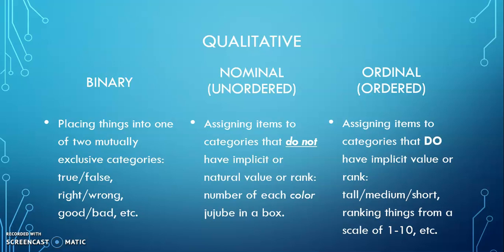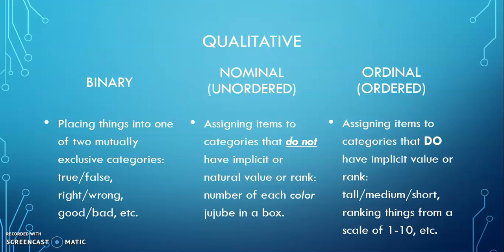Binary, so placing things into 2 categories that are considered mutually exclusive. So it's either one or the other. Something is either right or it's wrong. It's black or it's white. It's good, it's bad. It's true, it's false. There's only 2 categories they can fall into. So bi means 2, so binary. It will either be good or it will be bad. There's no gray area in the middle. That's binary qualitative data.